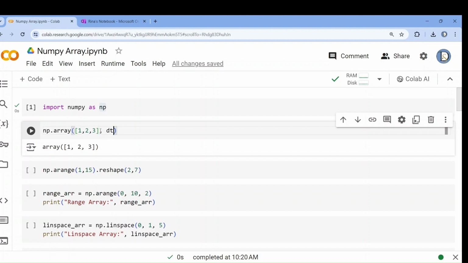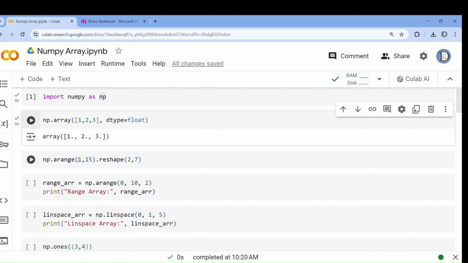Now suppose I want to create float data types, so I can write dtype equals float. Then this will be float 1., 2., 3. Fine. So this is the way you can create any numpy array.